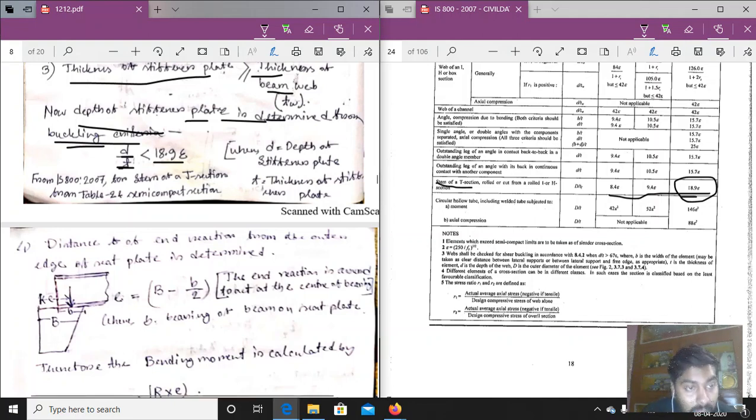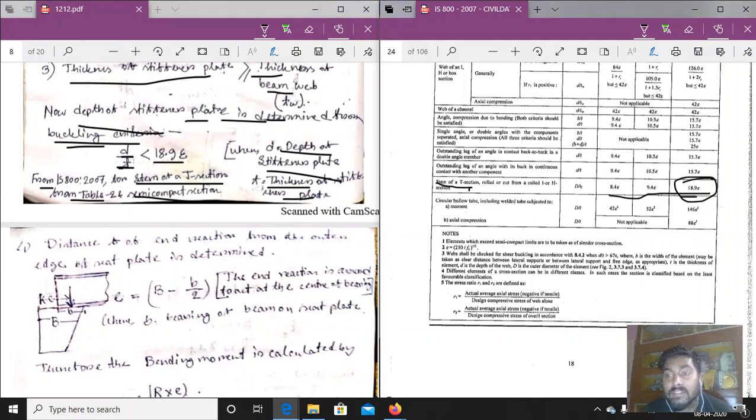Whereas here it is also written in IS 800 for the stem of a T section from Table number 2 for a semi-compact section, where d is equal to the depth of the stiffener plate and t is equal to the thickness of the stiffener plate. So as we are using a built up T member, for the stem of a built up T section, we have to use that value for a semi-compact section.